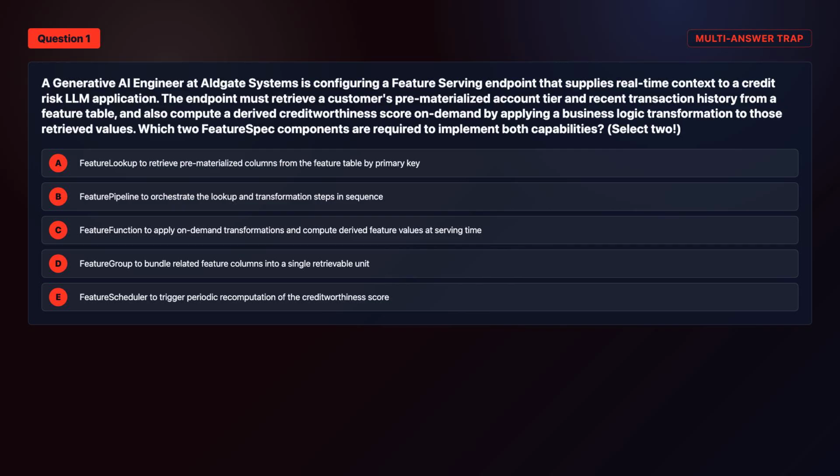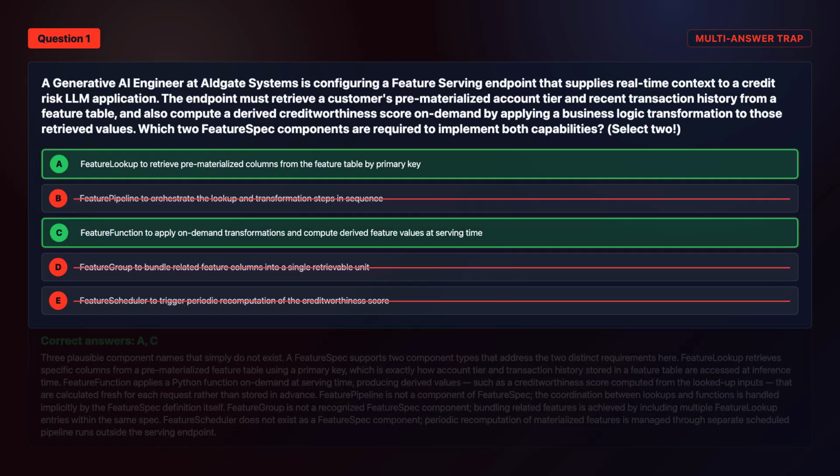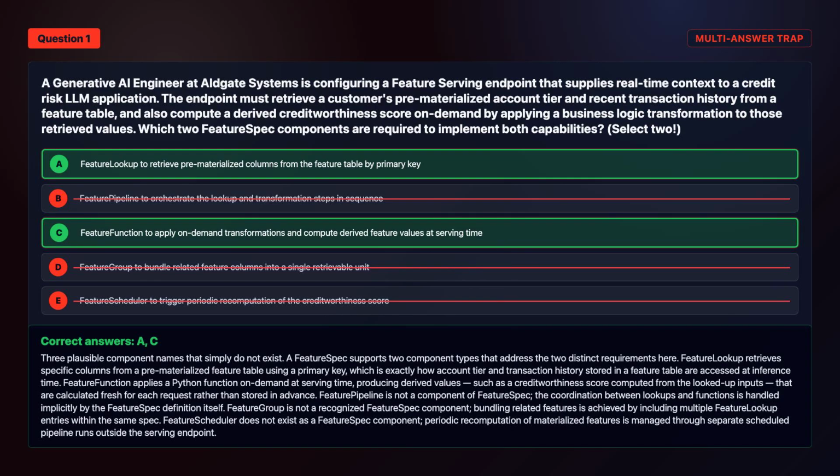Select 2. Review the answer choices on screen. The correct answers are option A and option C. 3 plausible component names that simply do not exist. A feature spec supports 2 component types that address the 2 distinct requirements here.